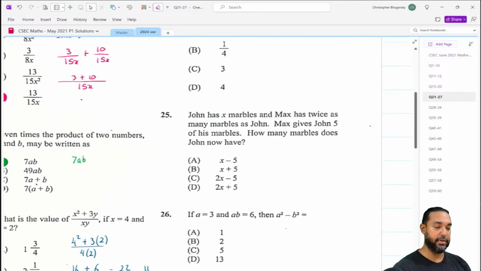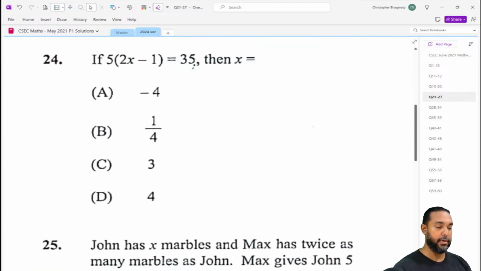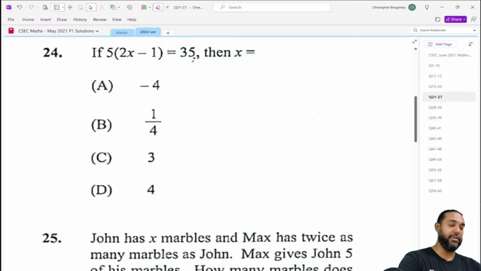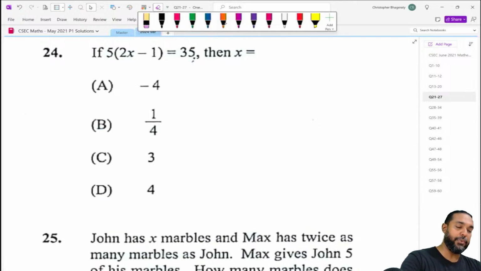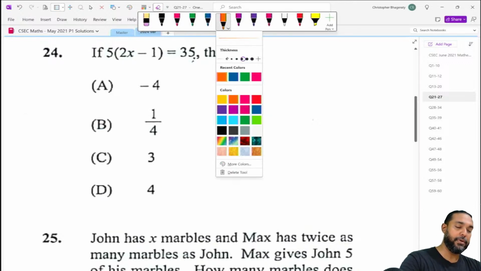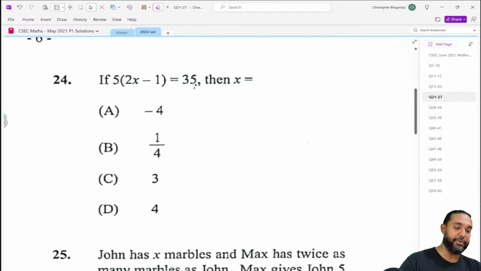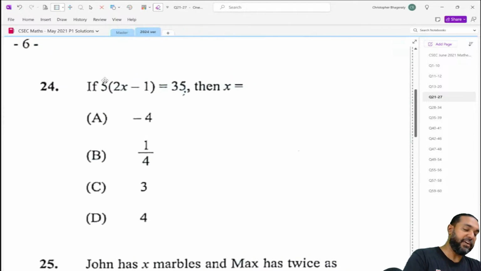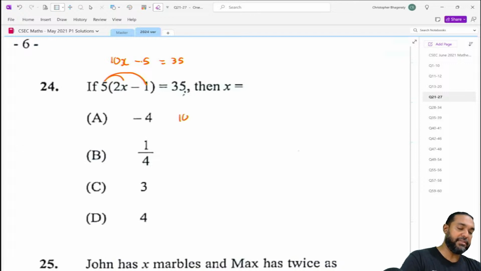All right, let's zoom out and then zoom in. All right, so take this. We're going to work this a couple different ways. One way is the basic distributive law expansion method, which is the simplest one. 5 by 2x will give us 10x. 5 by 1 will give us 5. And that's equal to 35. So we have that 10x minus 5 is equal to 35.